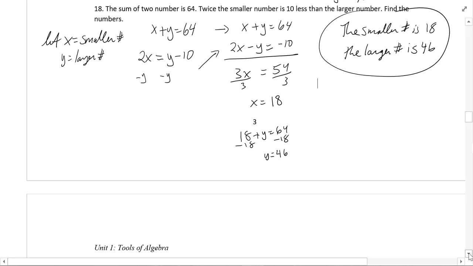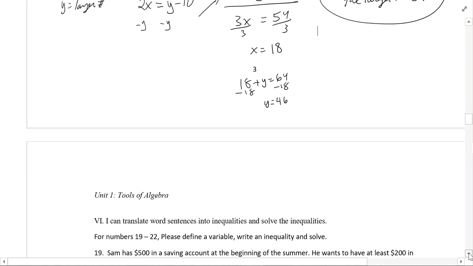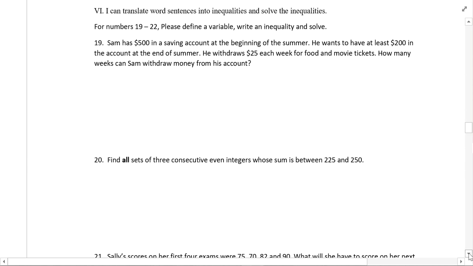All right, let's go ahead and take a look at the next types of word problems that we're going to do. Topic number 6 says, I can translate word sentences into inequalities and solve the inequalities. For numbers 19 through 22, please define a variable, write an inequality, and solve. Remember, with inequalities, that means you have a range of answers now, not just one exact answer.